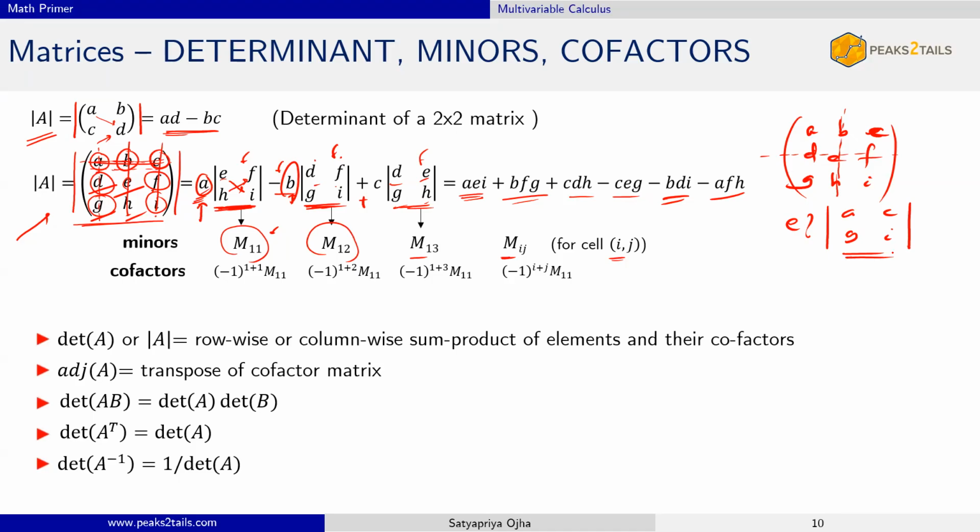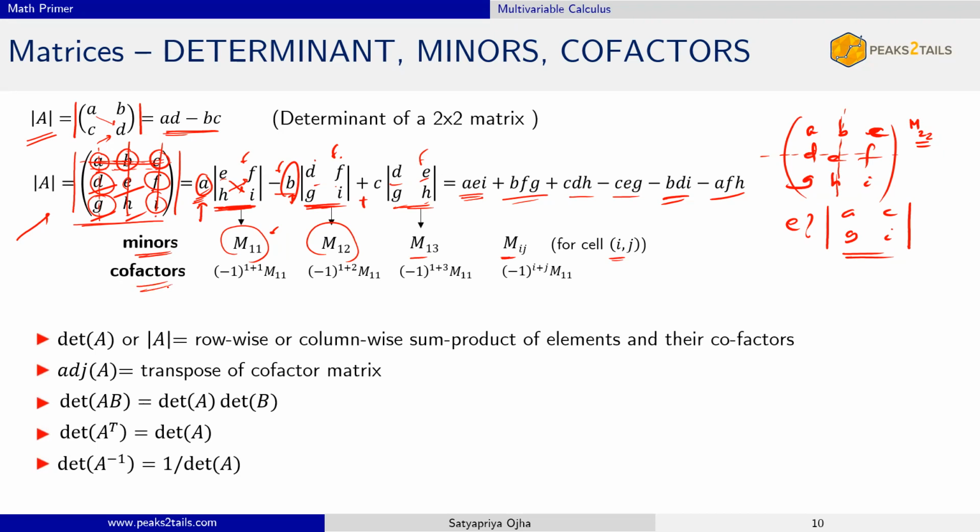Minor of E. Is minor clear, guys? The minor is the determinant of the remaining entries that you get by covering the row and the column associated with the particular entry. Clear? Yes, in this example, this is M22, correct. So I hope minor is clear.